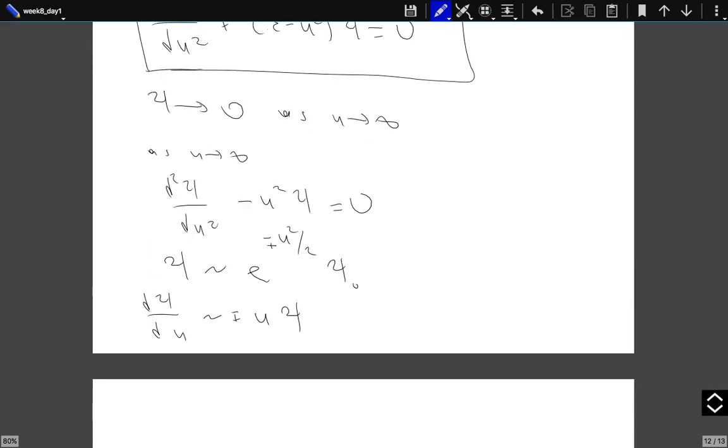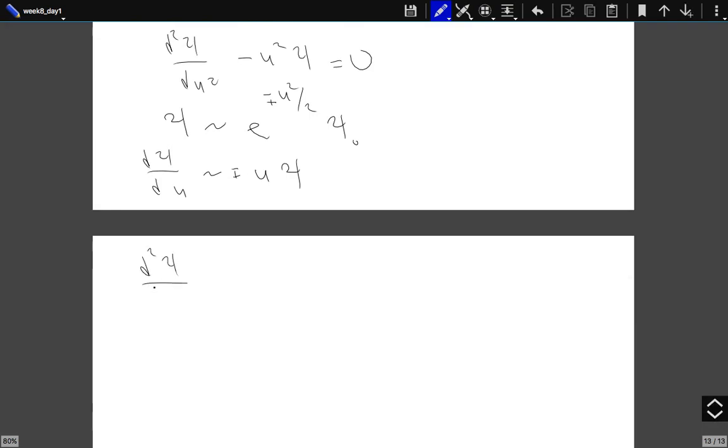And if you take the second derivative, this is the derivative of the first one, plus minus psi, plus minus u times the derivative of the second one, which is plus minus u times psi. So this is u squared psi. The first term will be negligible compared to the second term, because I'm looking at the limit u goes to infinity. So d squared psi by du squared is approximately u squared times psi when u goes to infinity.